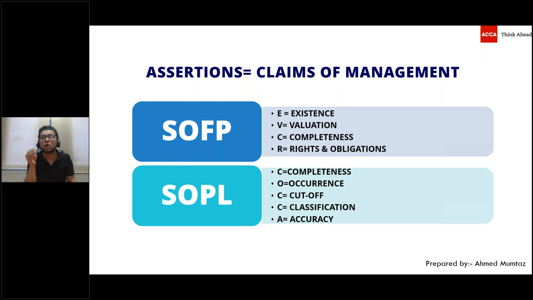So normally speaking, when it comes to assets, existence is at stake. When it comes to liabilities, completeness is at stake. And when it comes to valuation, both the assets and the liabilities could be at stake. Is this clear? E, V, C, R. Are you all clear? Can I have confirmation on that?